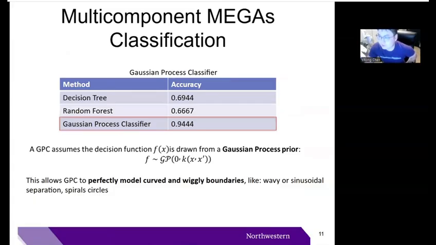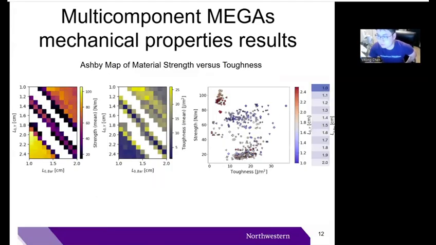Thus, we can conclude that the Gaussian process classifier is the best classifier in this case. I believe the reason is that in this data set, we have some sharp corners, so the Gaussian process classifier is perfect for modeling the curved and wiggly boundaries. Next, I will present the strength and toughness of the binary system made of different lengths of Y and bar. I'll pass to my teammate for the neural network part.